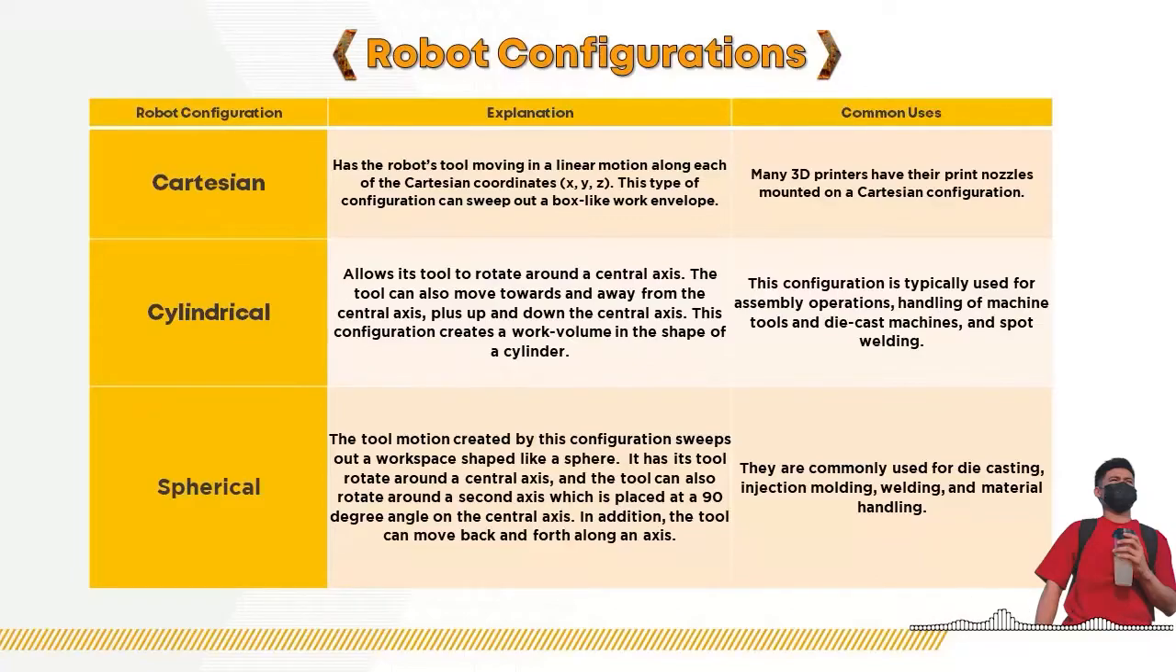It has the tool rotate around a central axis, and the tool can also rotate around a second axis, which is placed at a 90-degree angle to the central axis. In addition, the tool can move back and forth along an axis. They are commonly used for die casting, injection molding, welding, and material handling.